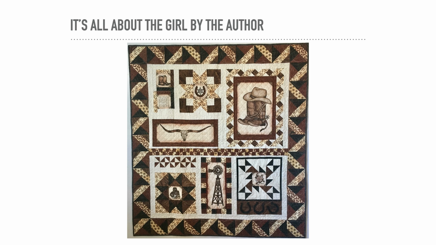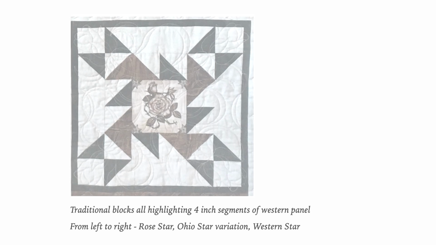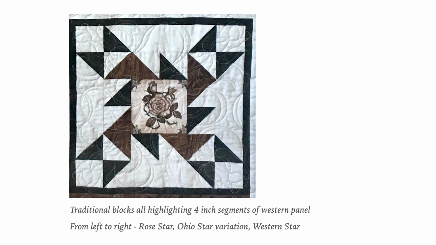I made this quilt for my daughter several years ago. It's called All About the Girl, and the panel had a variety of different size segments. Among those was a series of little 4-inch blocks that I wanted to highlight in some traditional quilt blocks. So first off, I like to try and find a theme that will complement a bit of the panel. And this was a rose, and I found a traditional rose star quilt pattern. I was able to use this 4-inch segment within the block, thereby highlighting it.